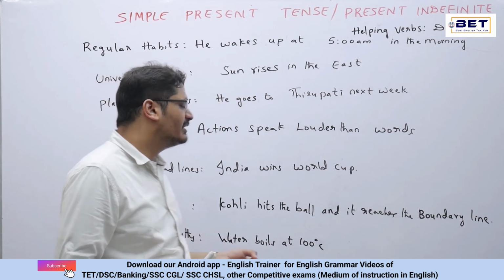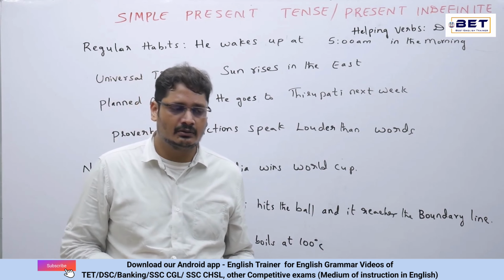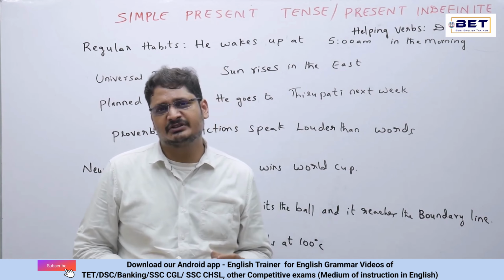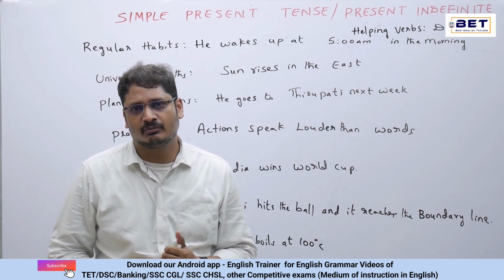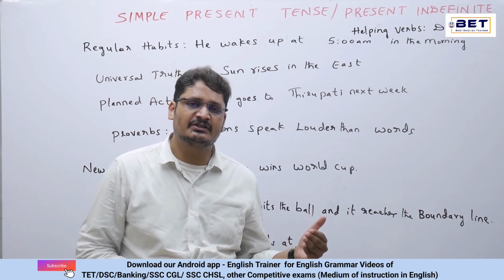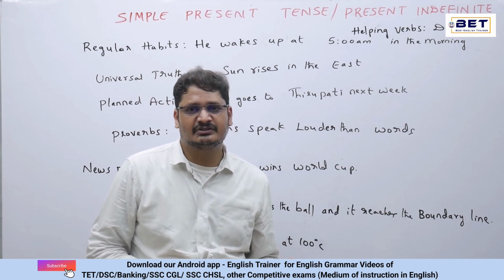Scientific truths. For example, I said, water boils at 100 degrees centigrade. Now, I can also say that water freezes at 0 degrees centigrade. Okay, in this fashion, we'll be making the examples over there. So, we'll be checking the structure, and after checking the structure, we'll be forming the sentences over there.